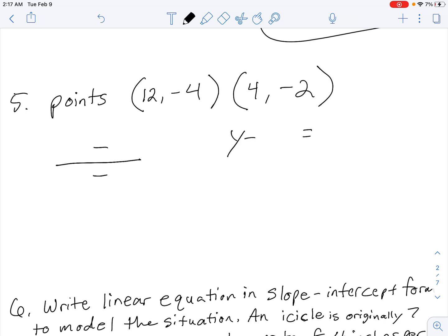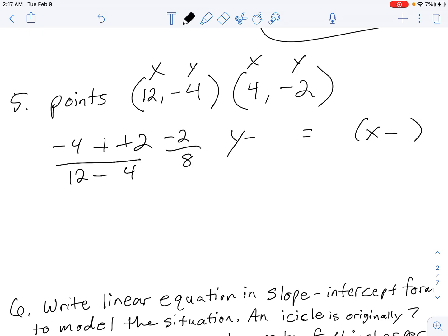So you need a slope setup. You also need a point-slope setup. So drop the x's, y's down on top. So negative 4 and negative 2, that obviously turns into a positive. Drop the x's down on bottom, exactly the way that they are. So that would be negative 2 over 8, which would be negative 1/4.